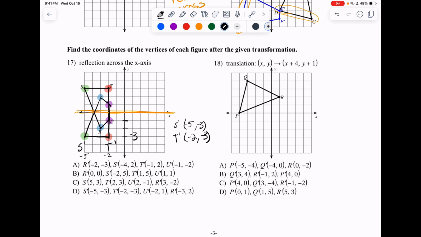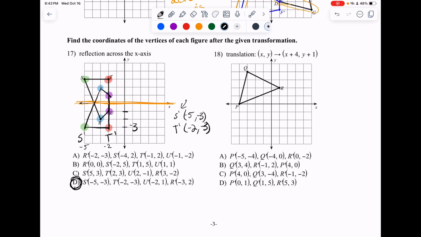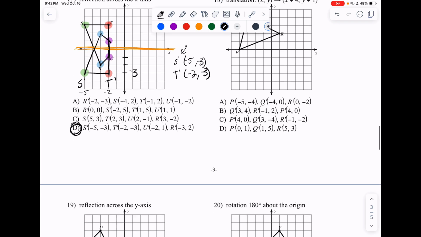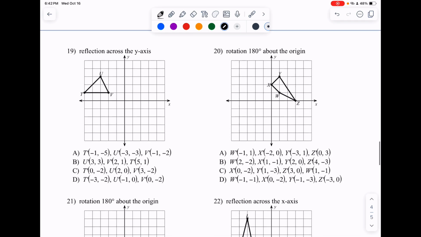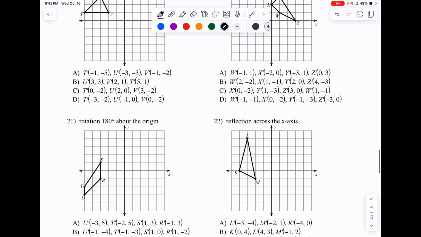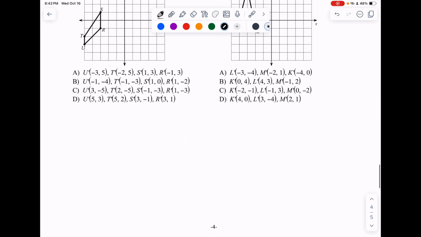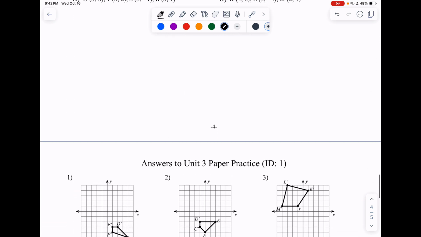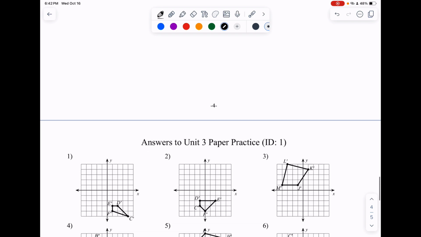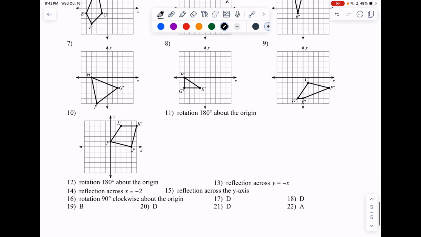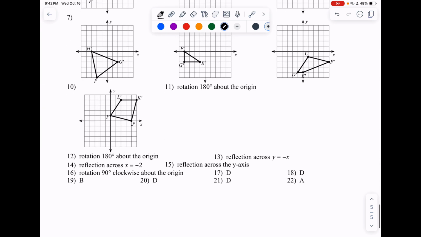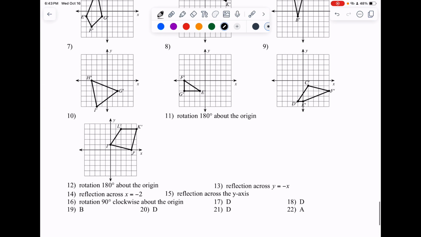So in looking at our options, it looks like the only one that has S at -5, -3 is this last one. We're going to leave the rest of these for you to try and check. Each of them have kind of various different patterns, but if you check this document online, you'll see that all the answers are also marked on the final page. And that'll be it for this video.